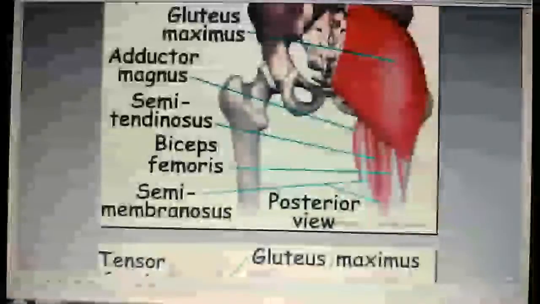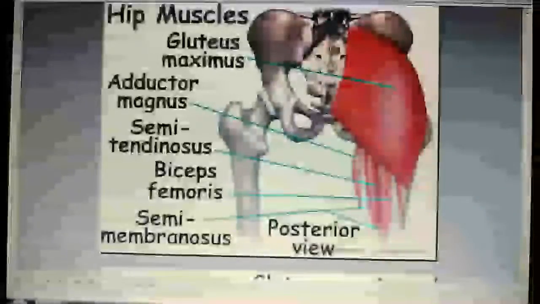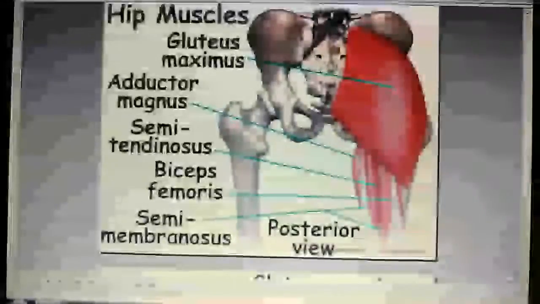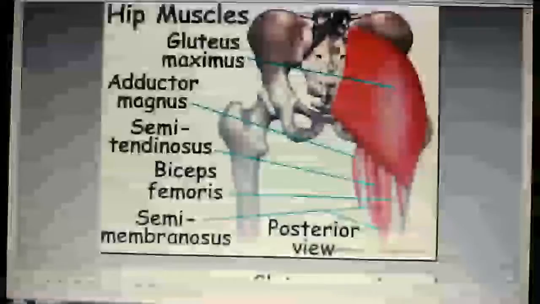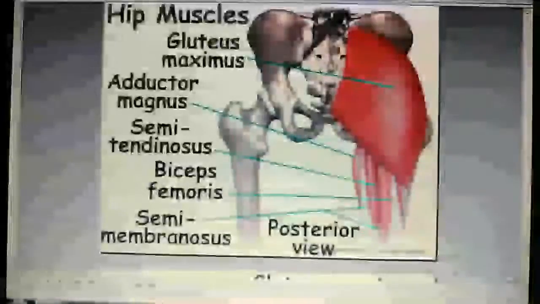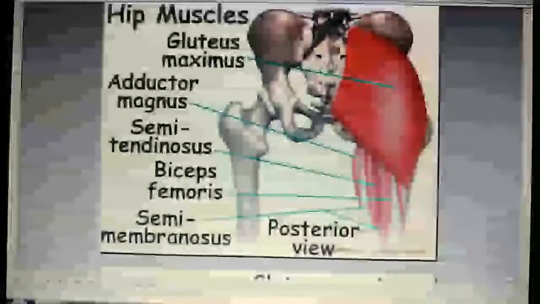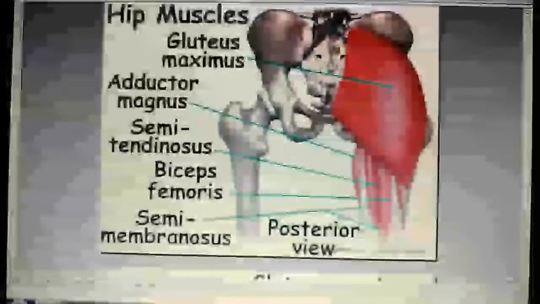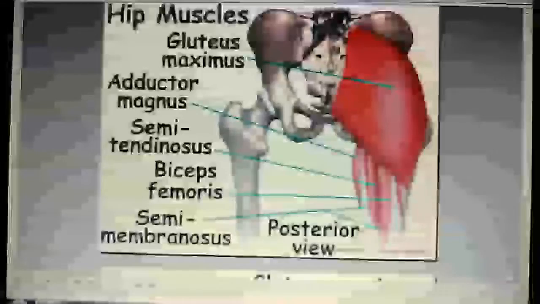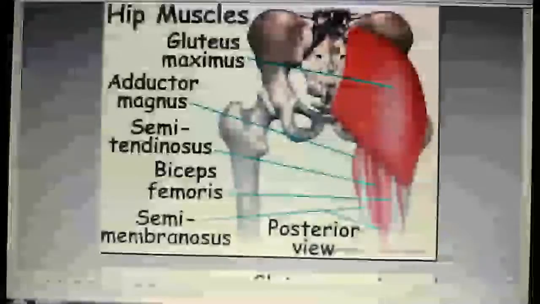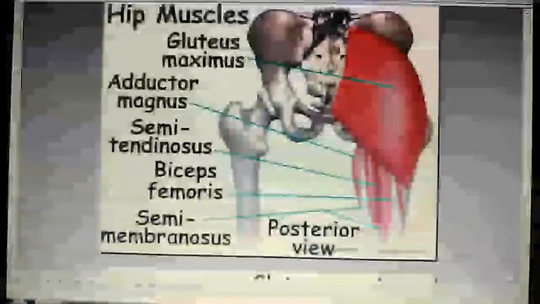hip adduction. Adductor magnus muscle origin: ischium and pubis, insertion: entire linea aspera, action: hip adduction, nerve supply obturator and sciatic nerve, root value L2, L3, L4 and L5. Gracilis muscle, origin: pubis, insertion: anterior of the tibia, nerve supply obturator nerve L2 L3, action: hip adduction.